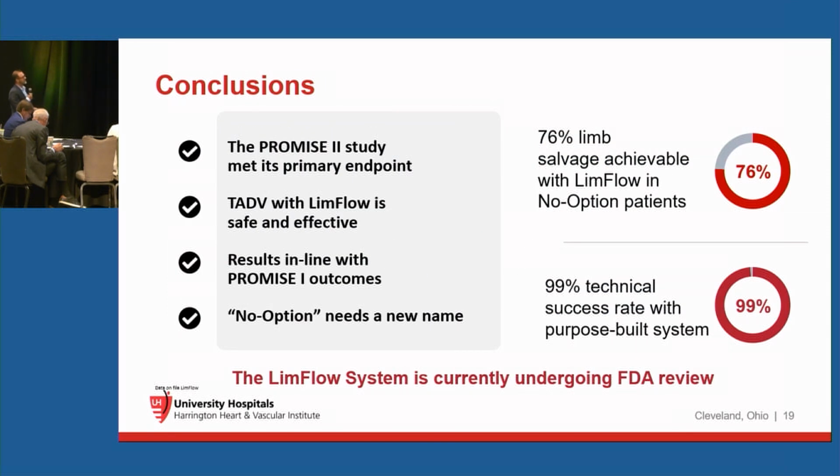So in summary, 76% limb salvage rate, 99% technical success. We can discuss patient selection and the technical aspect of this afternoon if you guys are interested. Thank you very much, Subhash.